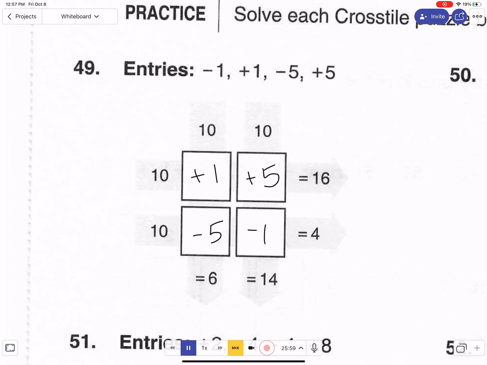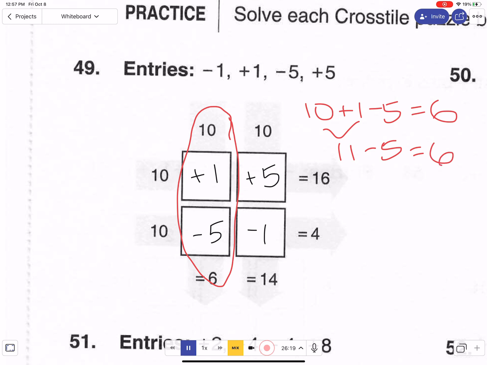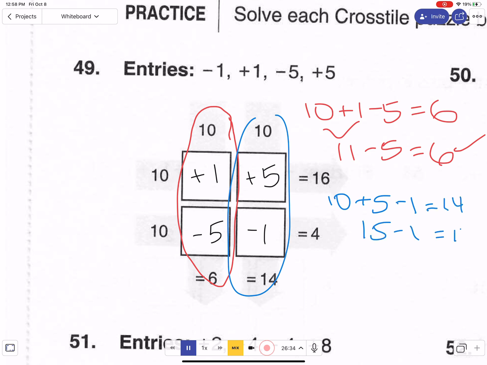Okay, so now we're going to check. Always check, because we don't know if they're right. Well, if you did it right, then you probably do get it correct, but we're always just going to check. So our first row is 6, that's correct. Second row, or second column, I'm sorry, those are columns. 10 plus 5 minus 1 equals 14. Let's see, is that correct? It is correct.